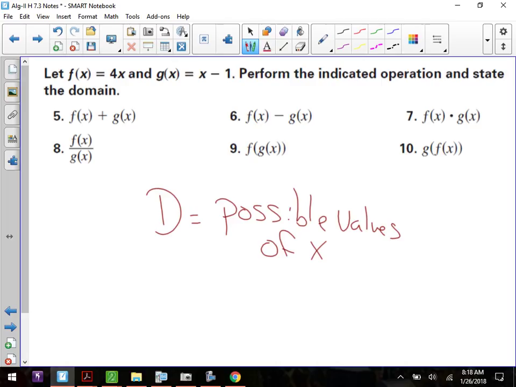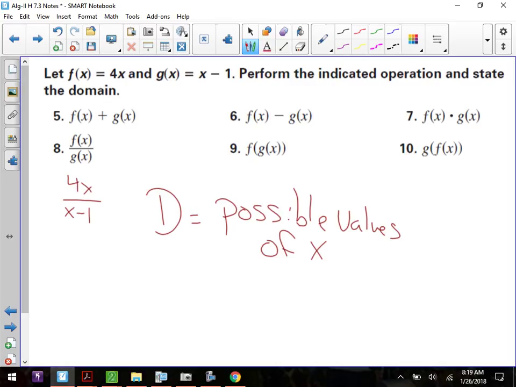Look at one like number 8, where it has f of x divided by g of x. If you have f of x divided by g of x, it becomes a rational expression. And we've dealt with rationals already, right at the very tail end of last semester. So if I have 4x over x minus 1, what's the restriction within the domain? What can't x be? 1.